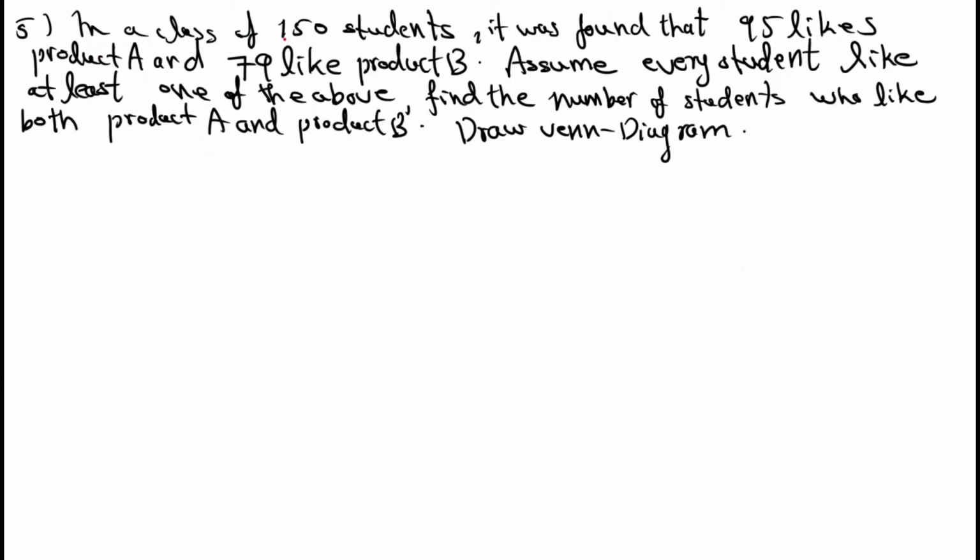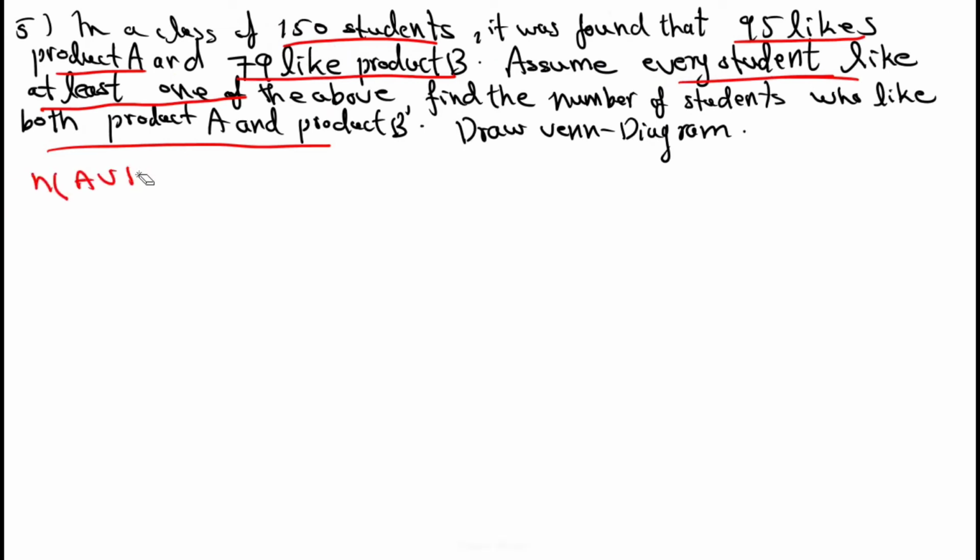In a class of 150 students, it was found that 95 like product A and 79 like product B. Assume every student likes at least one of the products. Find the number of students who like both products. See, in a class of 150 students given, every student likes at least one means n of A union B is equal to 150.